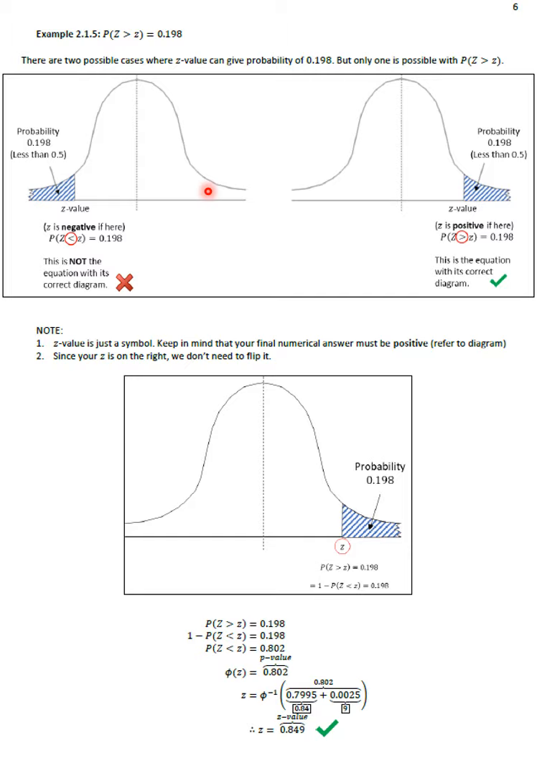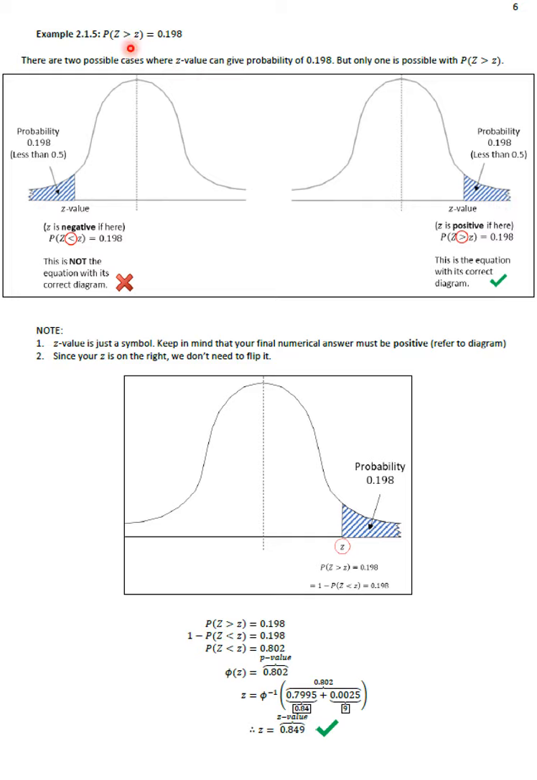So let's try the last example for part 2.1. This is very similar to the fourth example, but the probability here is 0.198, so it should not exceed 0.5, should not exceed the mean. There are two possible ways this can happen, on the left diagram or on the right diagram. Understand? But which one is the correct one?